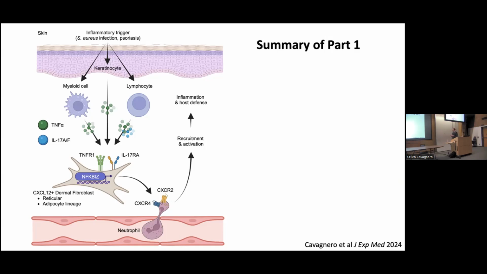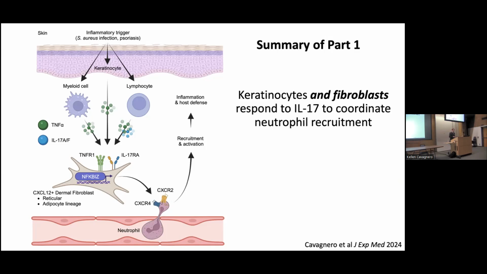So this work has really fundamentally changed the way we think about how the skin responds to inflammatory triggers. We can now appreciate that keratinocytes and fibroblasts respond to IL-17 to coordinate neutrophil recruitment. And further, our work identifies fibroblasts as a potential therapeutic target for treatment of staph infection and psoriasis.